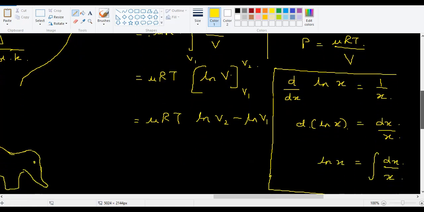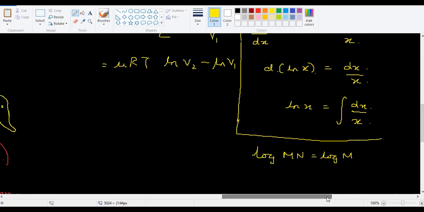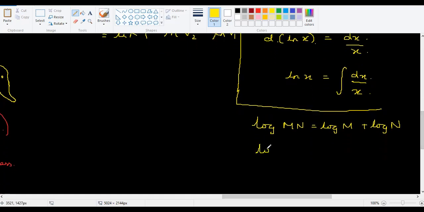But in your mathematics for log, right, you must have studied a formula. Log m into n can be written as log m. Anybody? Log? Nobody knows this. Yes, sir. Log mn can be written as log m plus log n. Similarly, log m by n can be written as, any guesses? Log m minus log n. Okay, very good. So some of you are still awake.